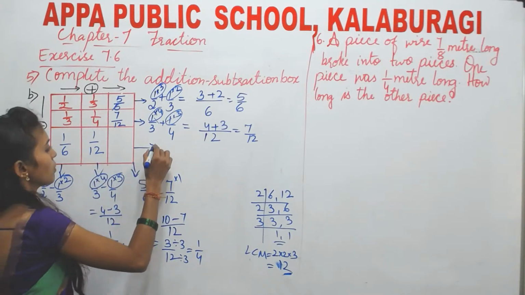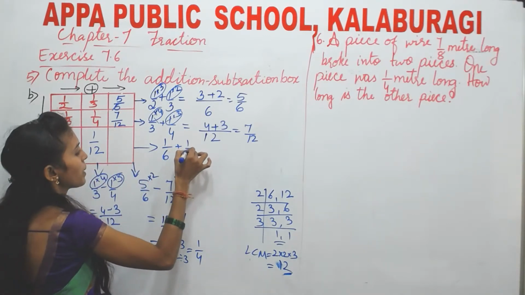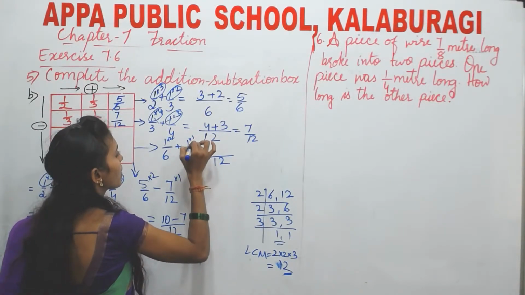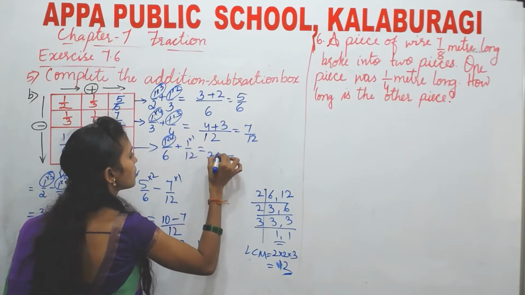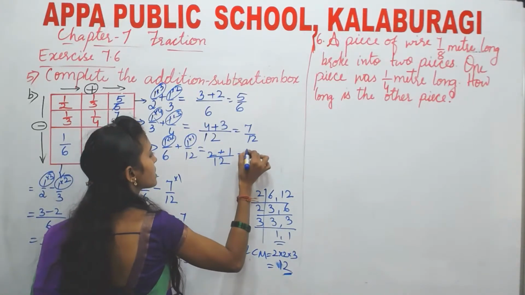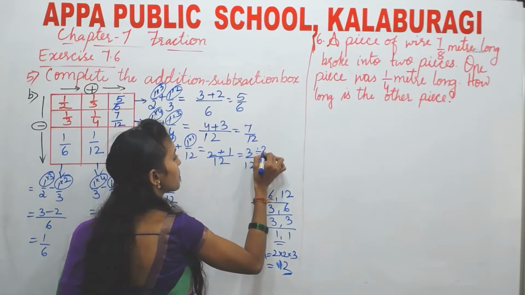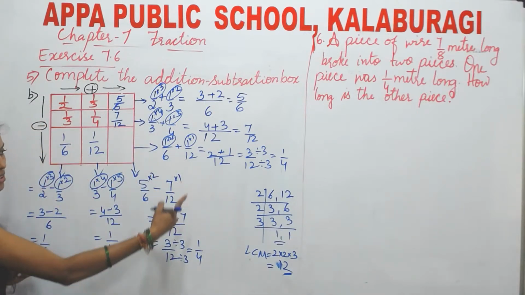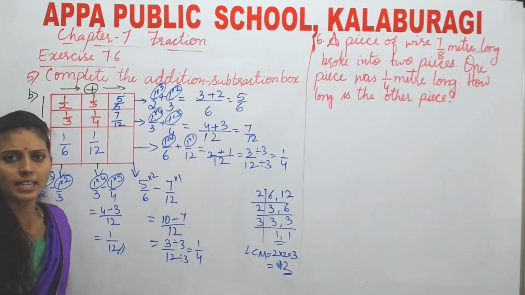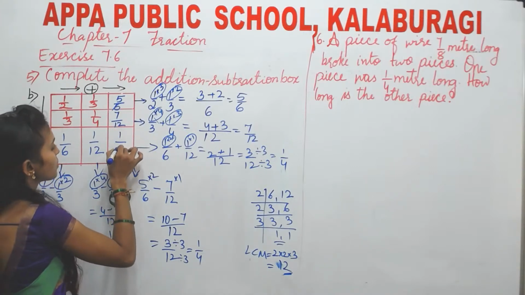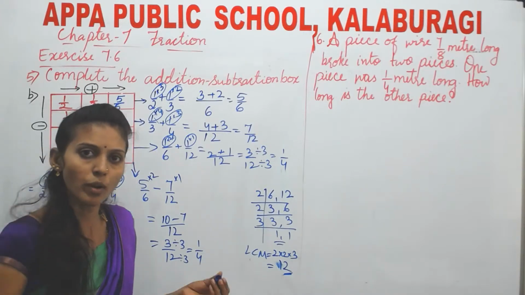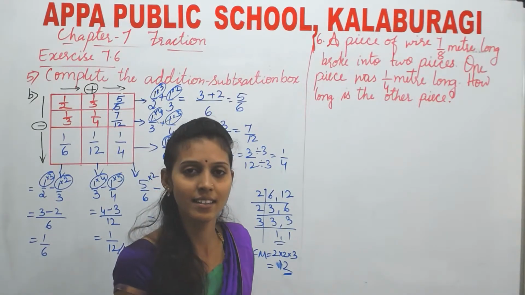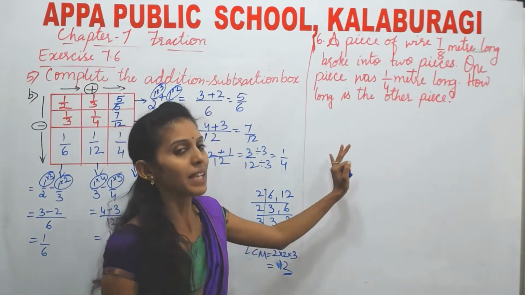Let us check here also. 1 by 6 plus 1 by 12. 12 is the LCM. 6 twos are 12, 12 ones are 12. So 1 twos are 2 plus 1 ones are 1. That is 3 by 12. Both are divisible by 3. That is nothing but 1 by 4. Same answer you will get. No need to do both. Any one is enough. Okay? So you will get 1 by 4 as your answer. Oh, very easy, isn't it? And very funny also. Interesting. Isn't it? Come on.